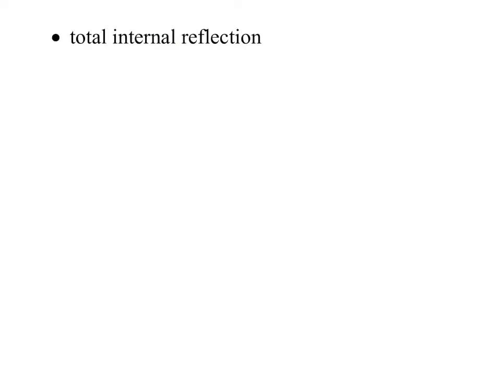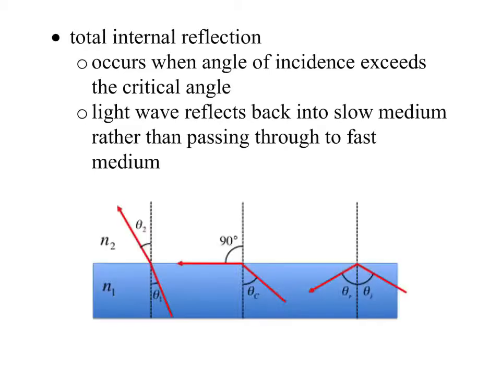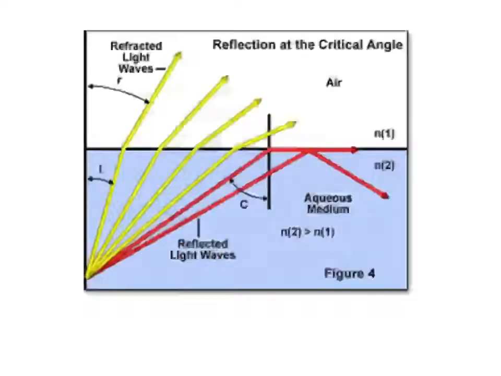One last thing I want to go over is total internal reflection. This is what happens when an angle of incidence exceeds the critical angle, because it can't go at 90 degrees anymore. And so of course the light just reflects right back into the slow medium. It doesn't even continue to pass through the fast medium. It just completely bounces back. Here we have our critical angle, and if we exceed that, it's going to completely reflect on this boundary. It's not even going to go into the second medium. So that is total internal reflection. You're always looking for if something is beyond the critical angle, then therefore it's going to reflect back.